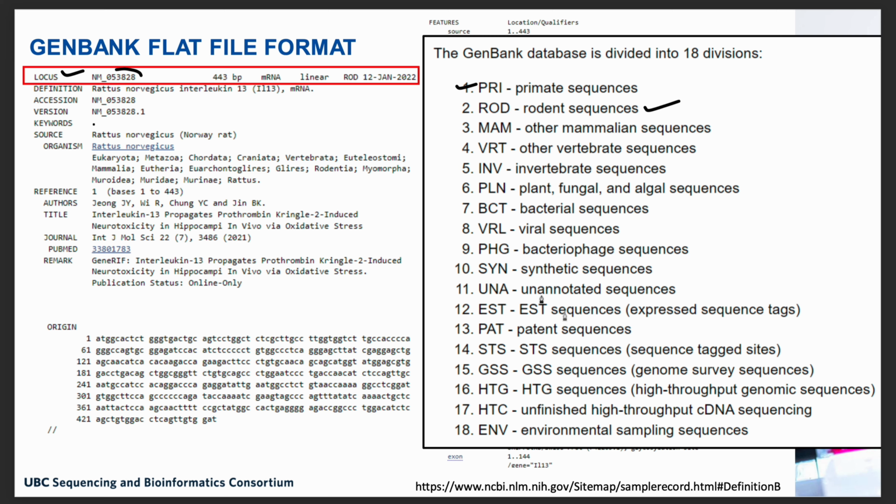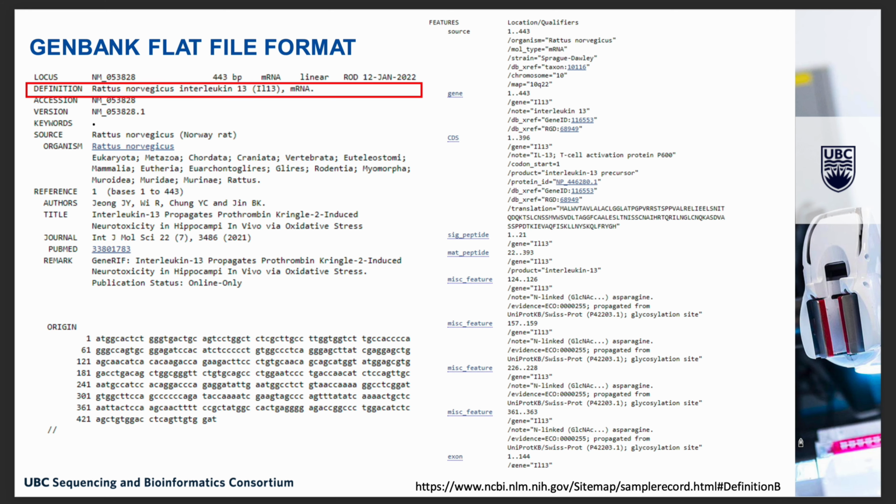You can check all these abbreviations later on, and among them the famous one is EST, which is expressed sequence tag. Similarly, INV is also famous, invertebrate sequences. And then we have STS, which stands for sequence tagged sites. Moving ahead, we will see the next.